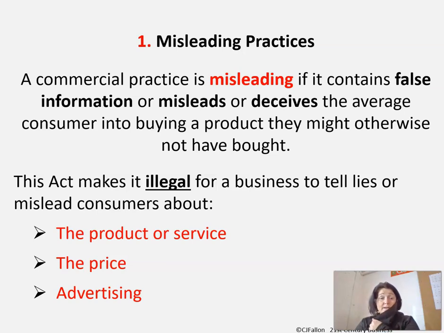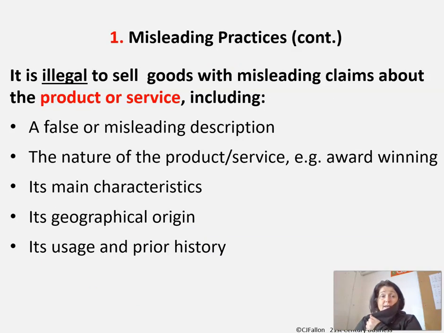This act makes it illegal for a business to tell lies or mislead a consumer about the product or services, mislead a consumer about the price, or mislead in the advertisements. It is illegal to sell goods with misleading claims about the product or service, including a false or misleading description, saying something's 100% leather when it's not. You cannot be false or misleading about the nature of the product or service, for example, saying it's award-winning. You cannot give misleading descriptions about its main characteristics, its geographical origin, i.e. where it was made, or its usage and prior history.